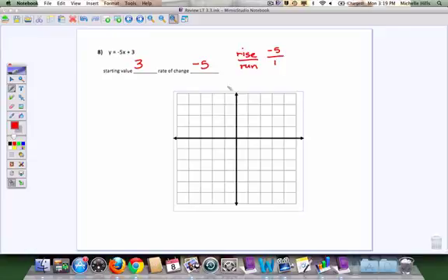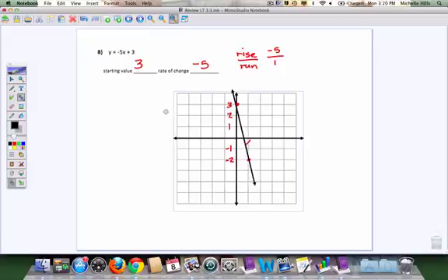Now, I need to go up to positive 3 on the y-axis because that's my start value. So positive 1, positive 2, positive 3. From there, I'm going to rise negative 5, which means to go down 5. Run positive 1, so go to the right 1. So down 1, 2, 3, 4, 5 to the right 1. Put my scale numbers in there, and then go ahead and draw the line through those 2 points.